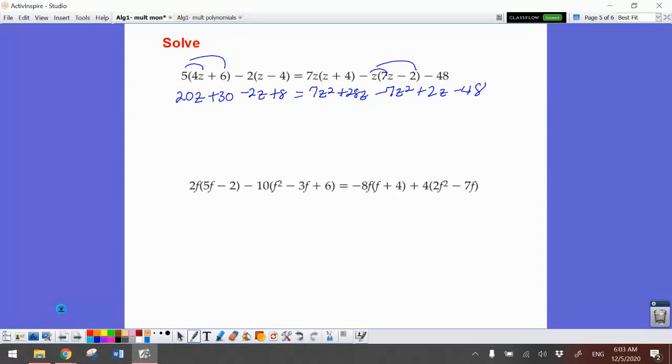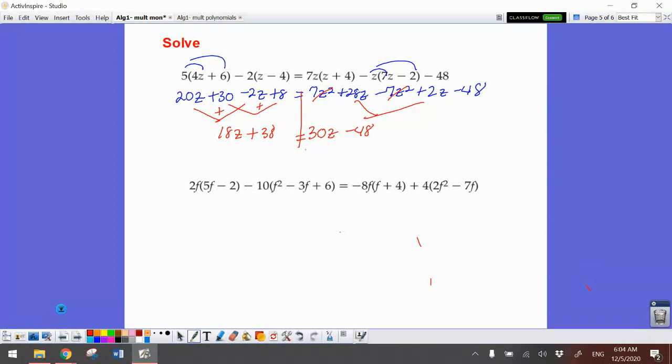Okay, so the first thing I see is that I need to combine. So 18z plus 38 on this side. Remember, when you're combining on one side of the equal sign, we're adding. You're not changing signs. On this side, these 7z squareds are going to cancel. So those are gone. That is a 30z and a minus 48.